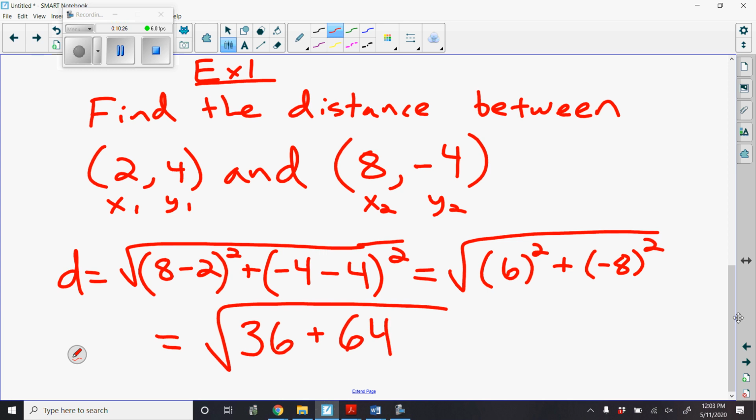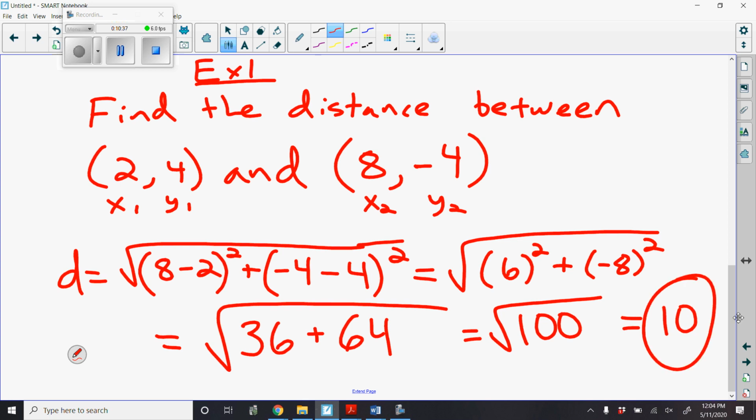Again, notice it's still under the square root. 36 plus 64 is 100, so my answer is going to be the square root of 100. I know that the square root of 100 is 10. And that's my final answer. Okay? Let's take a look at another example.